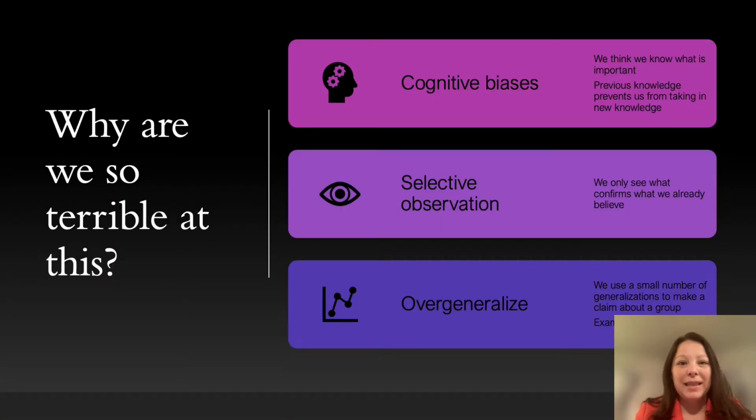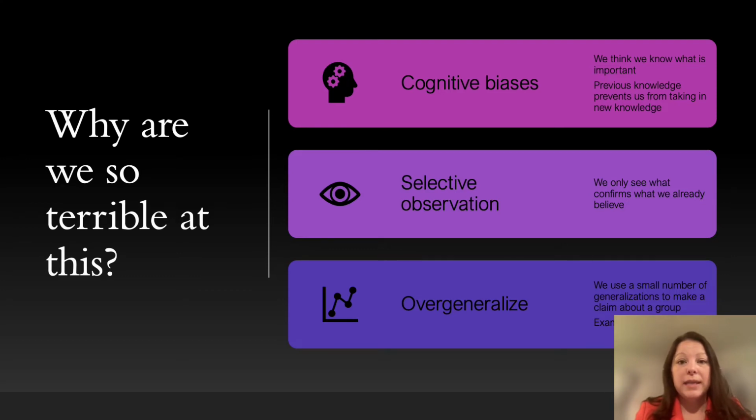How do we come to make these errors? Well, the first problem we have are cognitive biases. We think we know what's important. We were told to pay attention to how many passes the white team made, so anything else that our brain might have noticed didn't really register because we didn't think we needed to pay attention to it. Also, we have cognitive biases based off of previous knowledge. So if we already have assumptions about what we're going to see, we likely see that whether it's there or not.